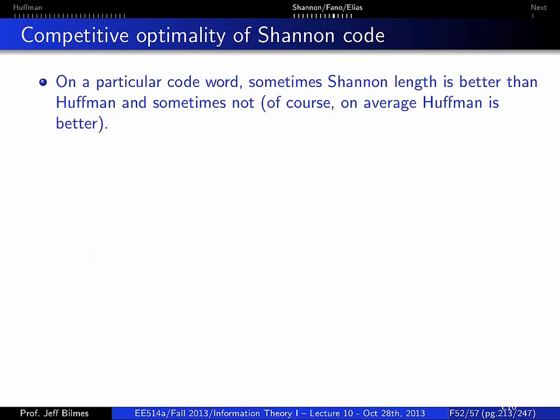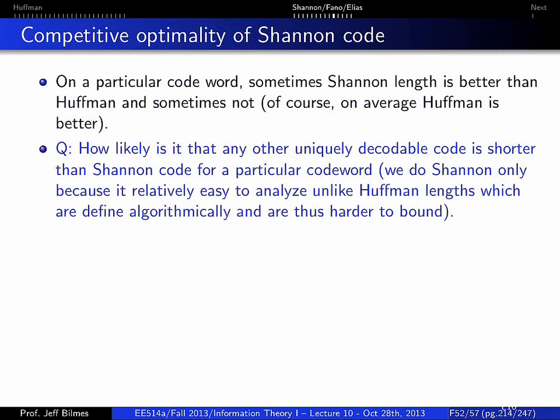Okay, so now getting to this point, on a particular code word, sometimes the Shannon length is actually better than the Huffman length, and sometimes not. And the Huffman length is always, of course, on average better. But what we're going to next do is study a couple of questions about the probability of a particular code word being longer or shorter for a particular symbol, either for the Shannon length or some other code. So the question is sort of like the competitive optimality of Shannon.